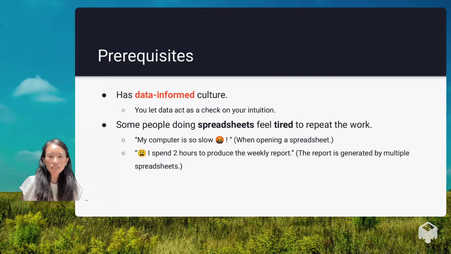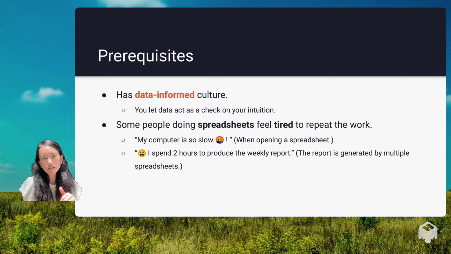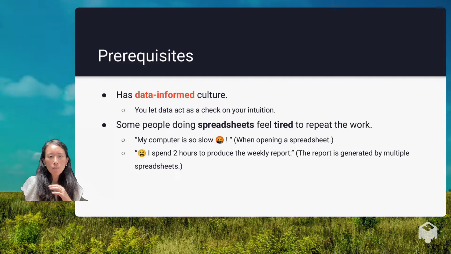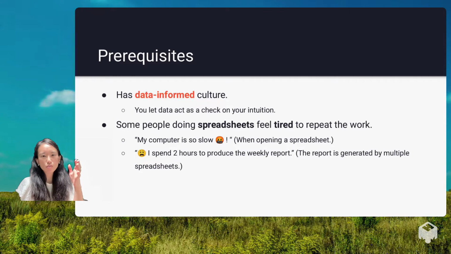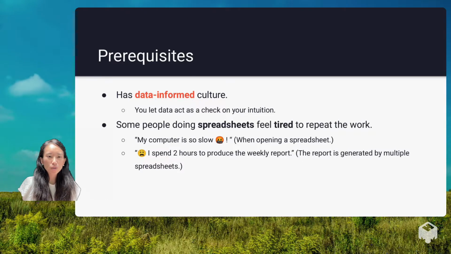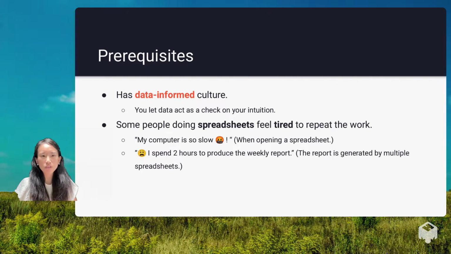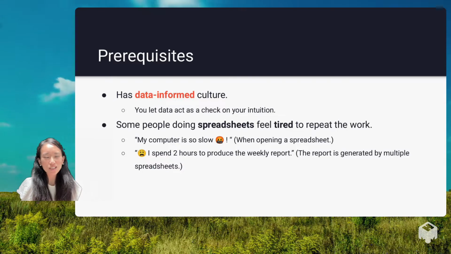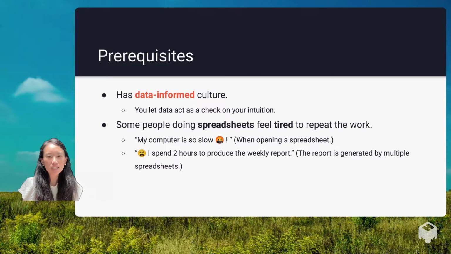So you will see people saying, oh, my computer is slow because I am opening a very big spreadsheet with more than 100K rows of data. Or you will hear your colleagues saying, oh, I need to spend 2 hours preparing the monthly report. That may be because the report is generated from multiple spreadsheets, so he needs to do the first one, then move on to another one, and then the final one. So you will see a lot of spreadsheet experts in your working environment. That means they know how to check the data. That means you are already in a data-informed culture.